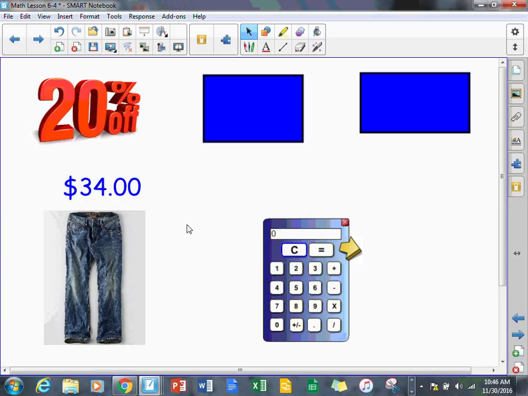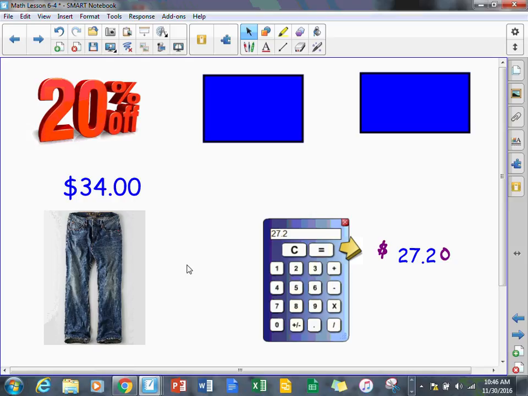So what I can do is if I just want to know how much this is going to cost when I get to the register, I can take $34 and simply multiply it times what's left. What's left, the part that I have to pay, is 80% of the total. 0 and 80/100ths. And you can see that takes us right away to $27.20.